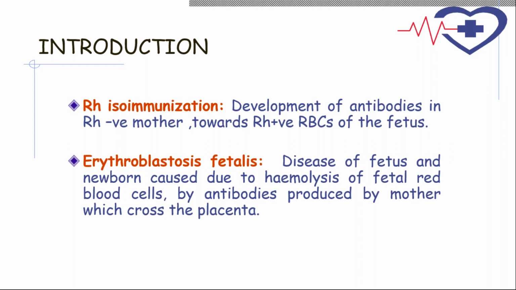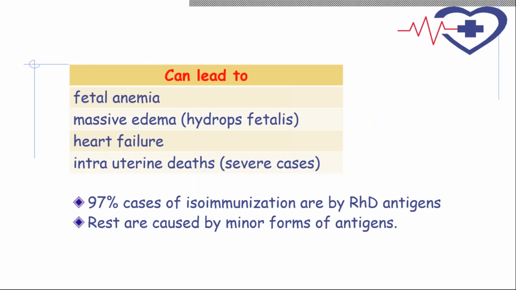Basically, it is a disease of the fetus and newborn that is caused due to hemolysis of fetal red blood cells by antibodies produced by the mother, which cross the placenta. And this erythroblastosis fetalis can lead to fetal anemia, massive edema, that is hydrops fetalis in the baby, heart failure in the baby, or in severe cases, it can lead to an IUD, intrauterine death. We should know that 97% of the cases of isoimmunization are by RHD antigen, and the rest 3% of the cases are caused by the minor forms of antigen.